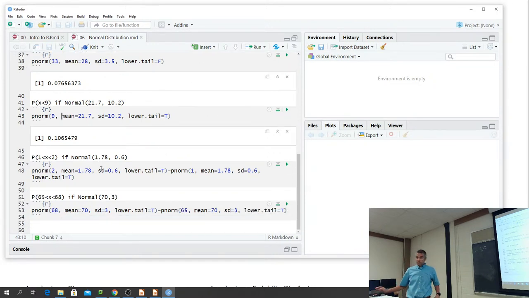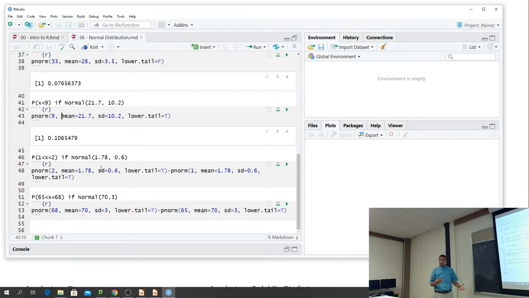Next one. We're between 1 and 2. Now, with this, we did a whole slice, and then we subtracted out the smaller slice. That's going to be the same thing that we do here. So this is, again, where we really need to have that figure. We still have the figure up on the board. So we want the area to the left of 2. There's our mean and standard deviation. lower.tail equals TRUE. So that's our area to the left. And we're going to subtract out the area to the left of 1. lower.tail equals TRUE.